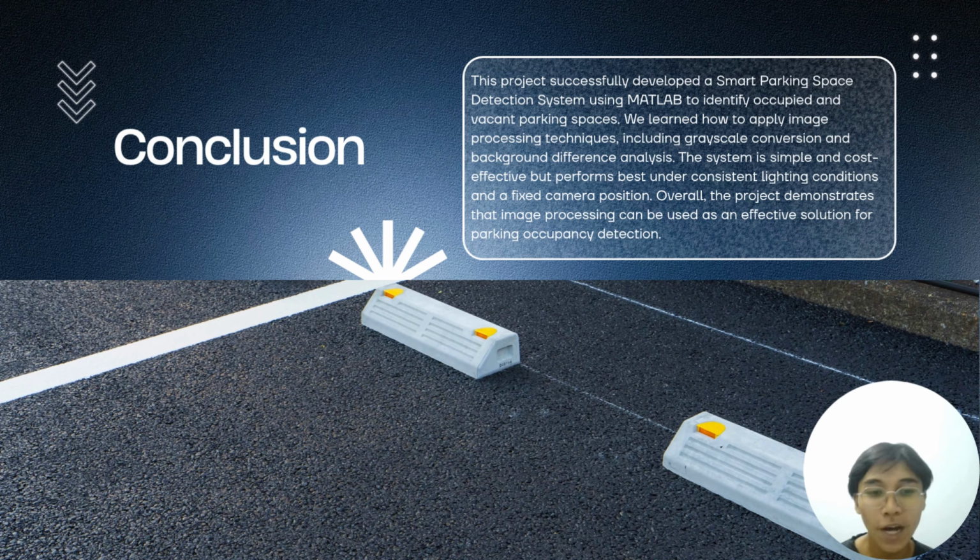In conclusion, we are very proud of our system because this project successfully developed a smart parking space detection system using MATLAB to identify occupied and vacant parking spaces. We learned how to apply image processing techniques, including grayscale conversion and background difference analysis. The system is simple and cost effective, but performs best under consistent lighting conditions and a fixed camera position. Overall, the project demonstrates that image processing can be used as an effective solution for parking occupancy detection.